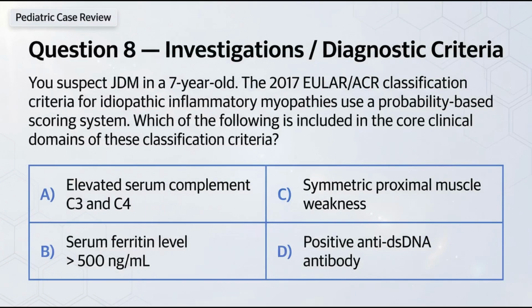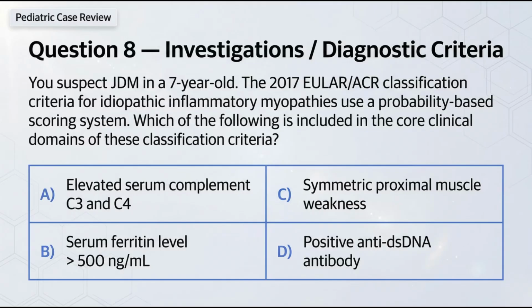Question 8. Investigations and diagnostic criteria. You suspect juvenile dermatomyositis in a 7-year-old. The 2017 European League Against Rheumatism and American College of Rheumatology classification criteria for idiopathic inflammatory myopathies use a probability-based scoring system. Which of the following is included in the core clinical domains of these classification criteria?